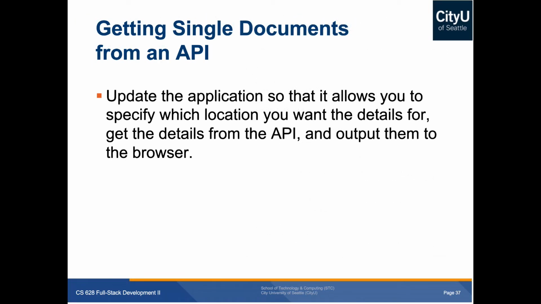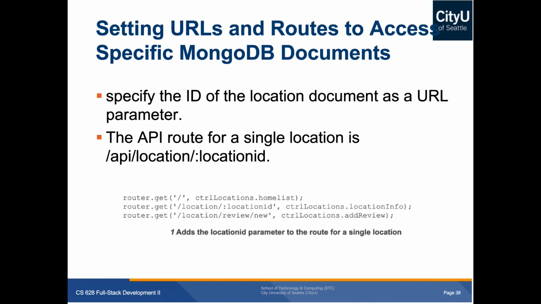Okay, update the application so it allows you to specify which location you want the details from, get the details from the API, and output them to the browser, right? Specify the ID, application route for a single location. So you have API location ID. Let's see what were the changes. Adds location ID parameter to the route for a single location.